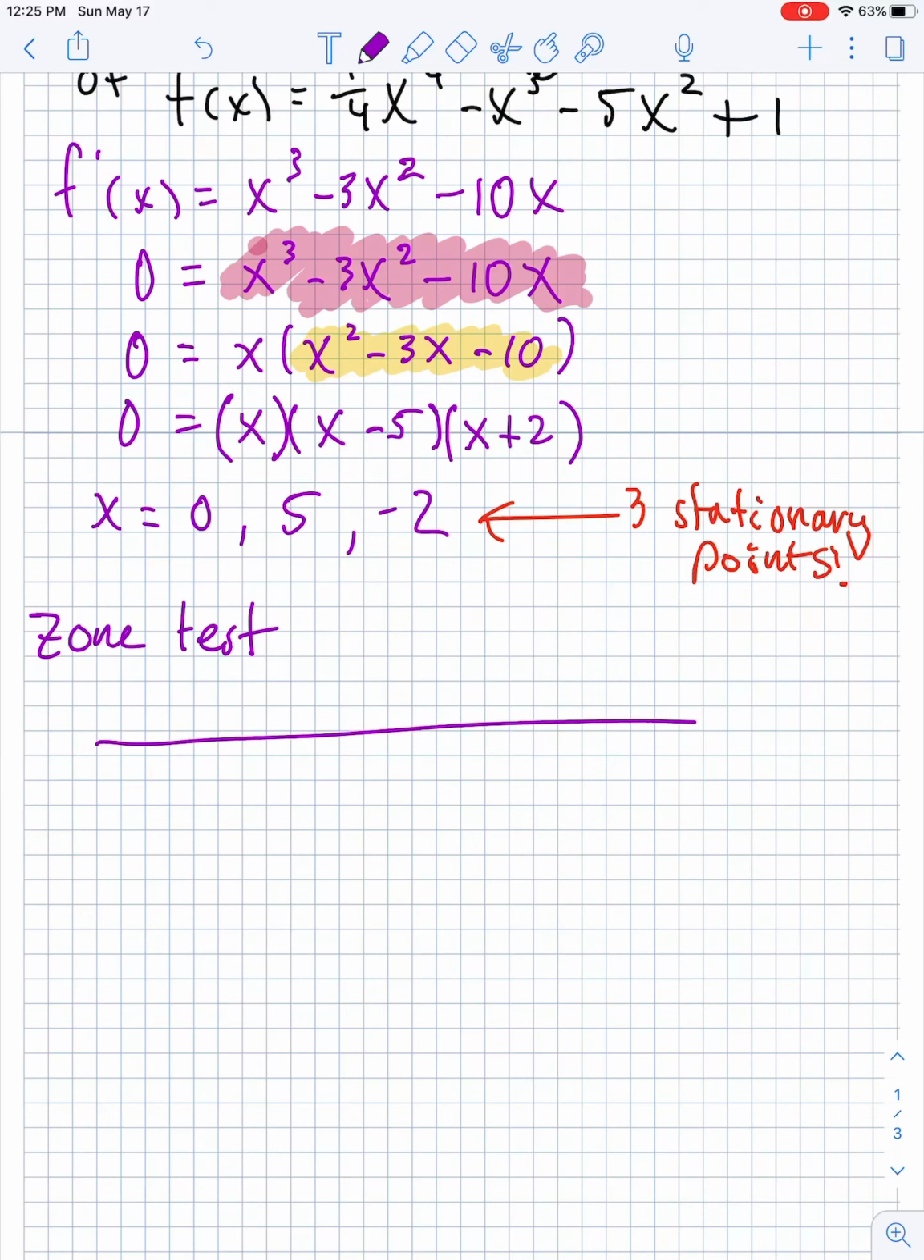But now our zone test has 3 points. Put them in order. So we'll do negative 2, 0, and 5.